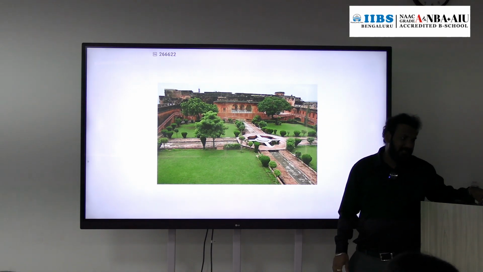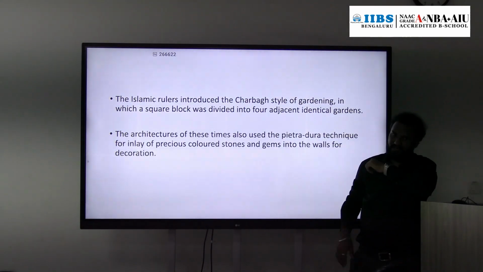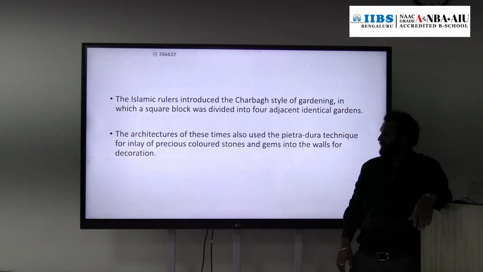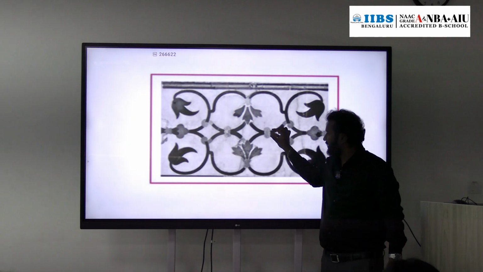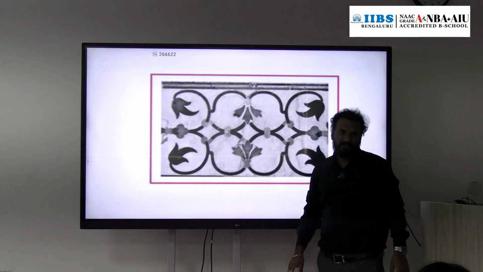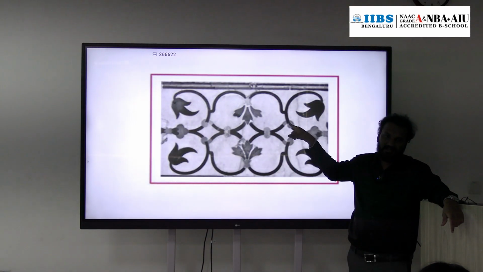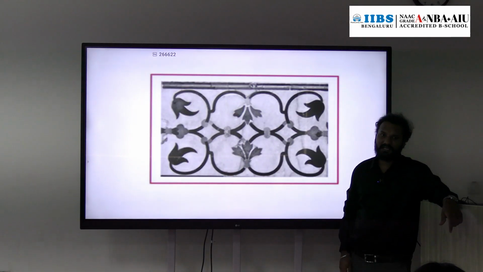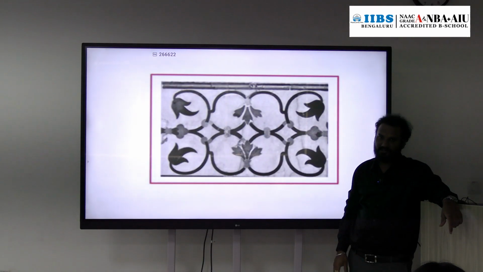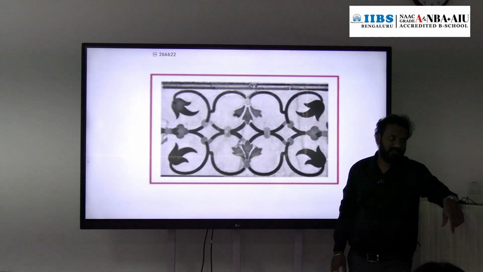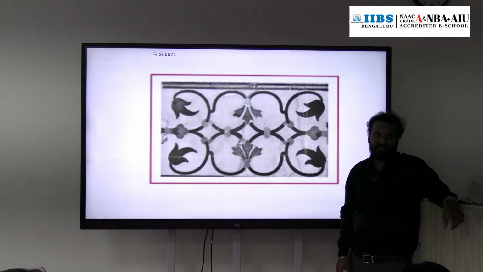Apart from that, there is also a technique they used, the Pitadura technique. What is that technique? On the wall, for decorative purposes, they engrave gemstones. This kind of thing you also find in Sikh architecture. Pitadura technique, got it? So this is about the features of Indo-Islamic architecture.